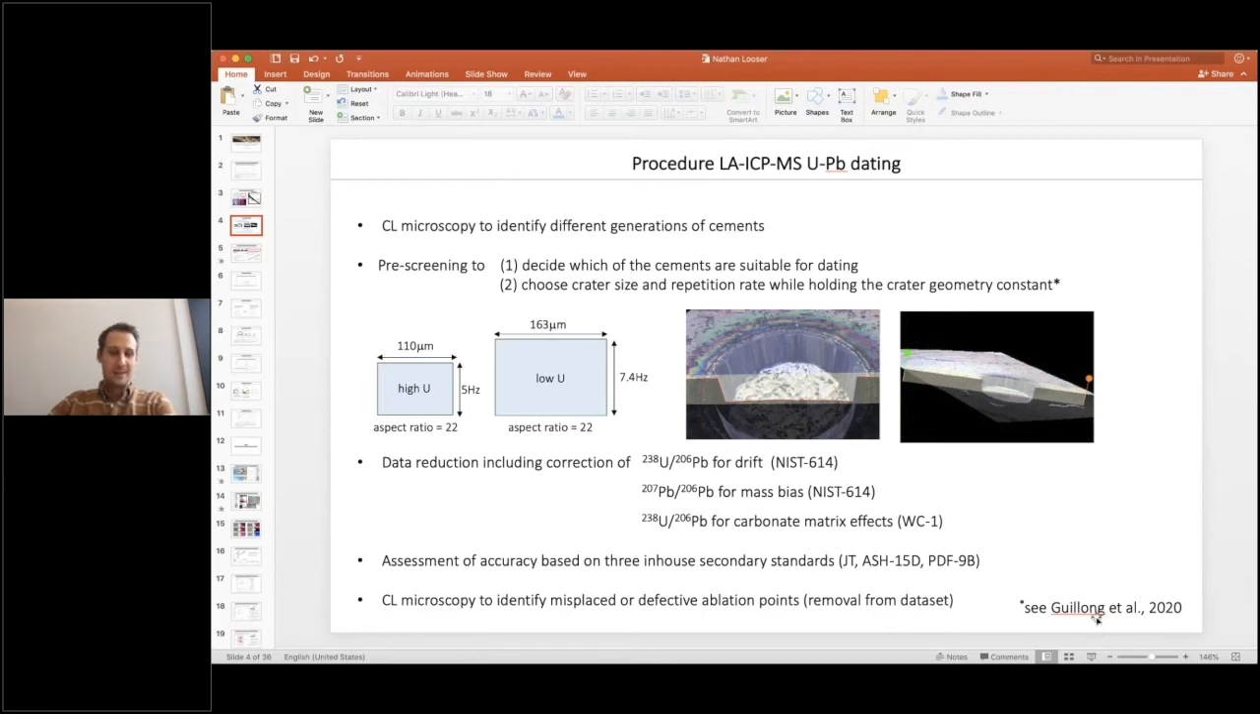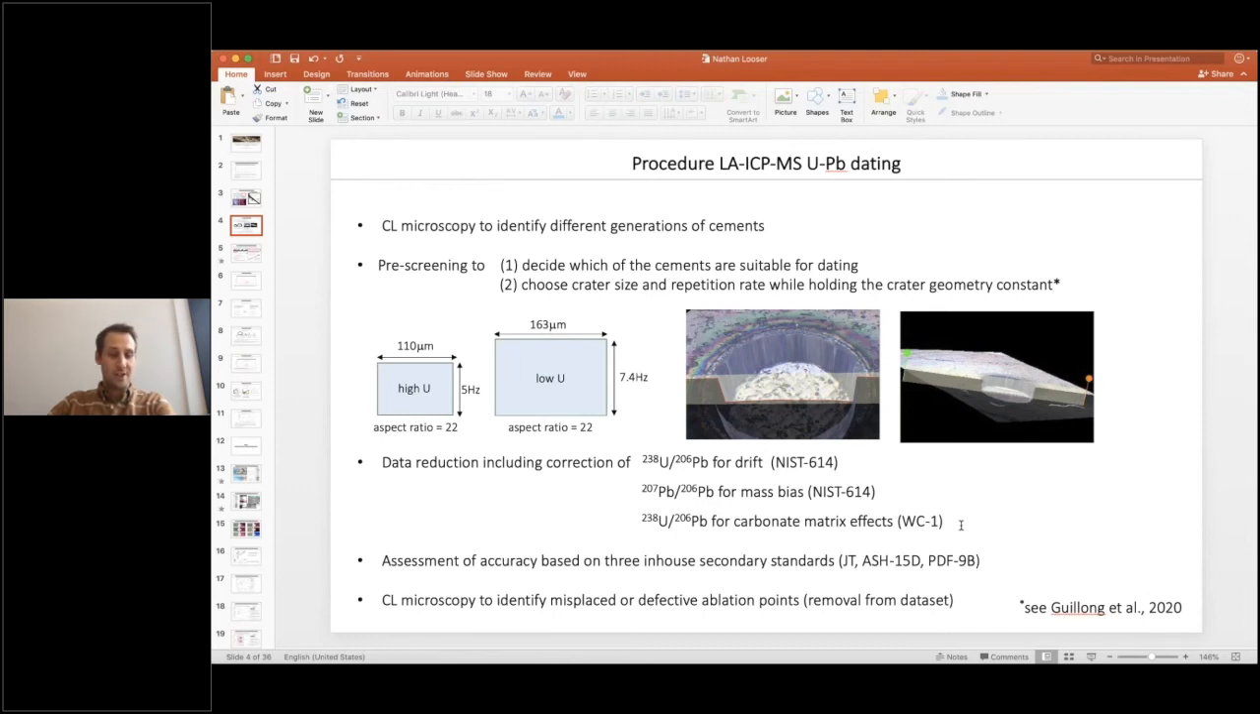So basically, these observations you can look up in the paper of Marcel Guillong. What we do then is a data reduction, including correction for drift, using NIST 614 glass standard for mass bias, and finally the correction for matrix effects on 238U/206Pb, which is caused by the carbonate matrix. And therefore we use WC1, which is the carbonate standard that all labs work with.